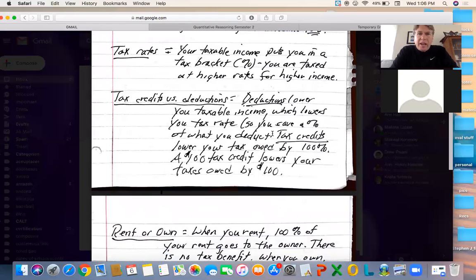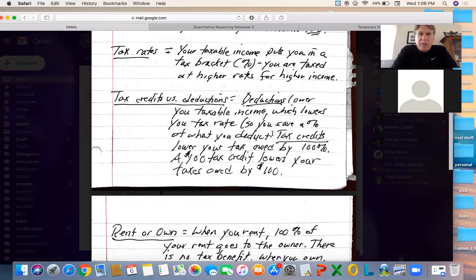Next term is tax rate. So once we calculate our taxable income by doing what we did above, gross income minus deductions, it puts us into a tax bracket. It's a percentage. There is a chart in your book that shows that. The lowest rate is 10%.